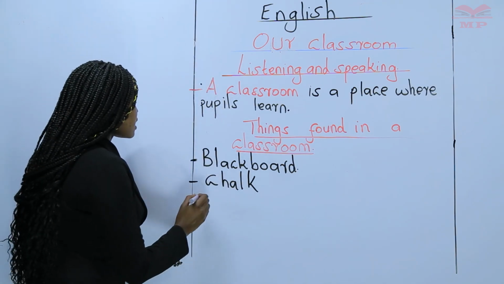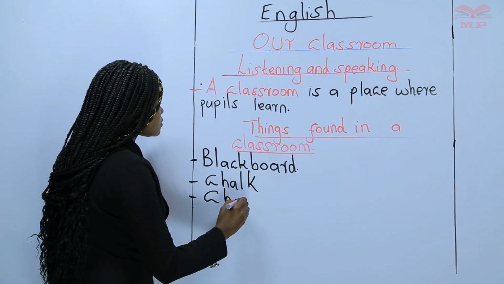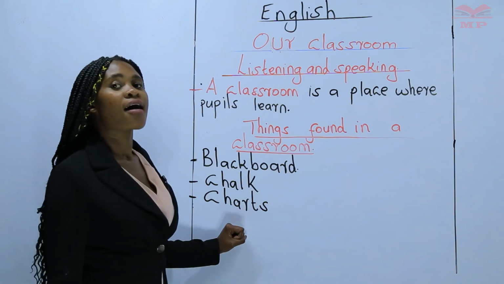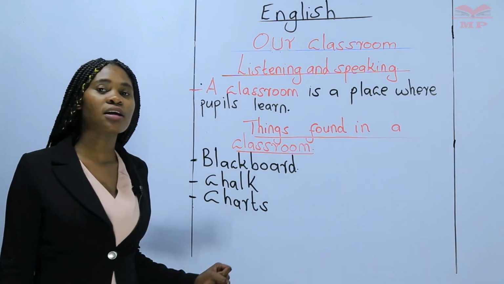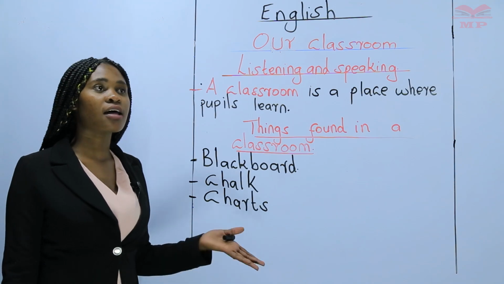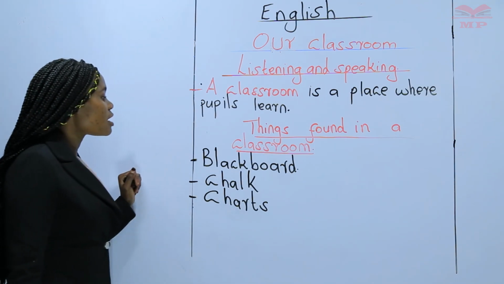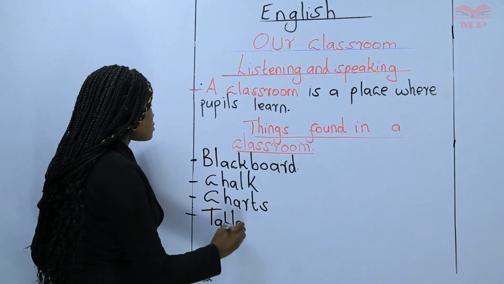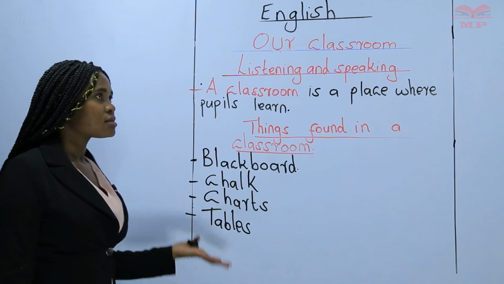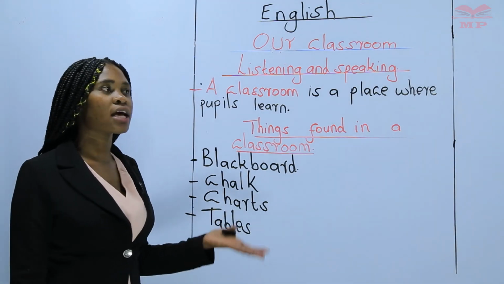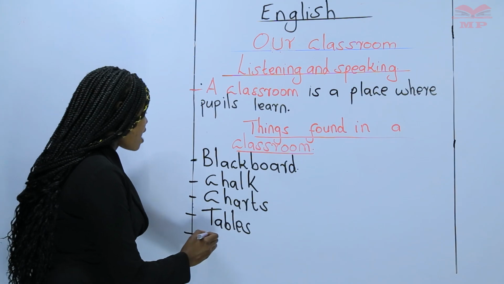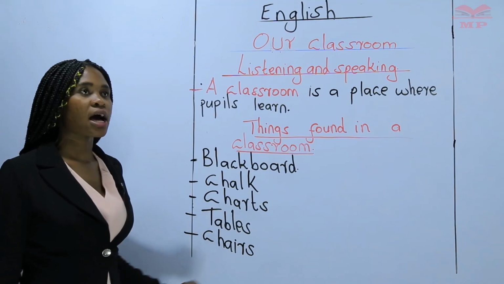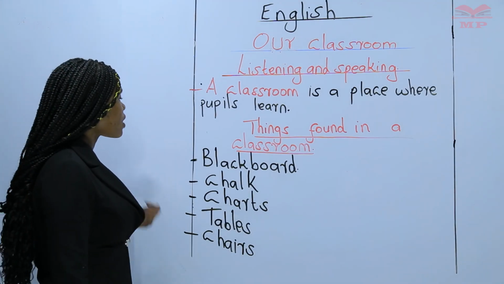So we also have in our classroom, charts. The charts where the teacher can draw different things or can write sentences and other things for you to read each and every day. We also have tables. In some schools, learners usually use tables to write, and also teachers. We have chairs. We sit on our chairs when we are learning or when in our classroom.